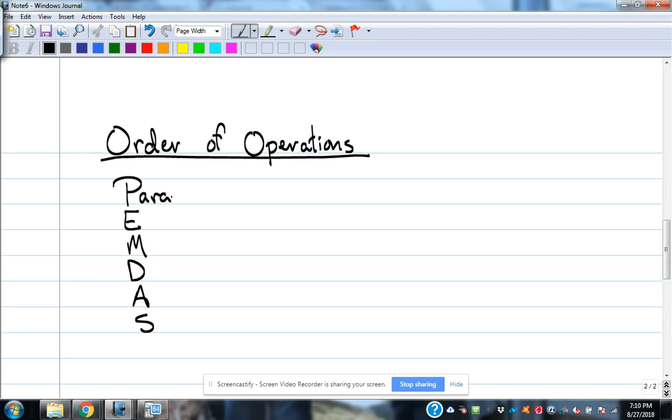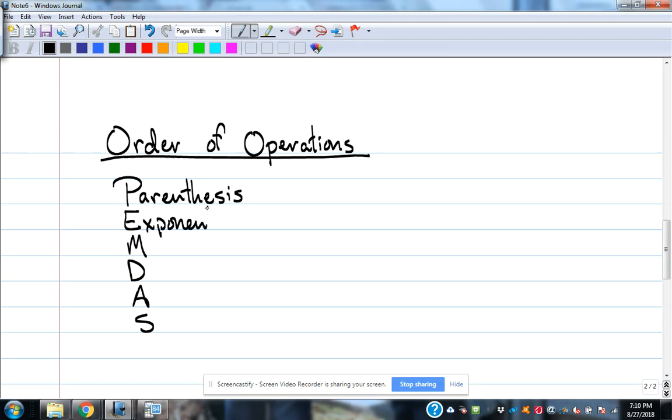Parentheses, or any kind of grouping symbol, like absolute value symbols, are also considered parentheses. So anything happening inside of those. Brackets, like square brackets, are considered parentheses. Any kind of grouping symbol is what it means. Parentheses, and then what?